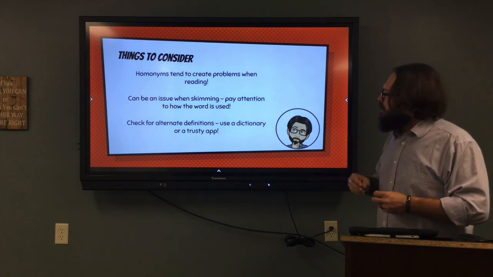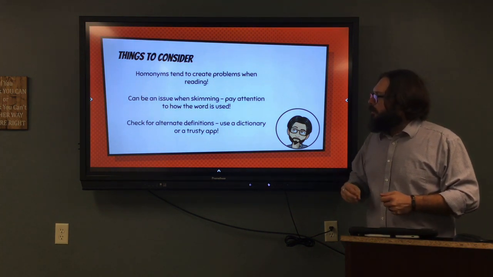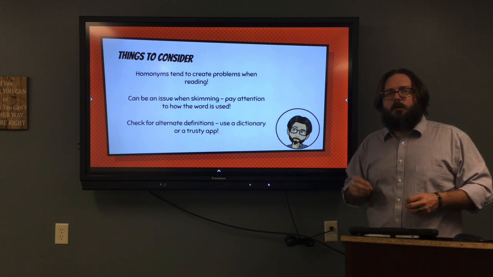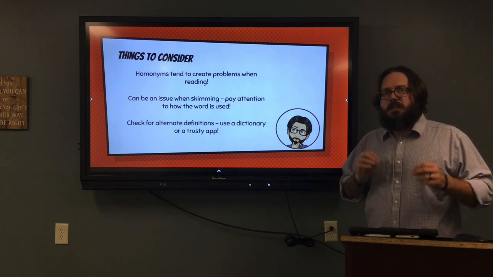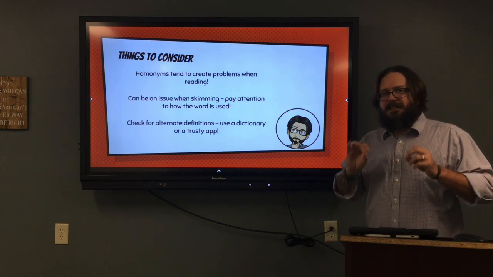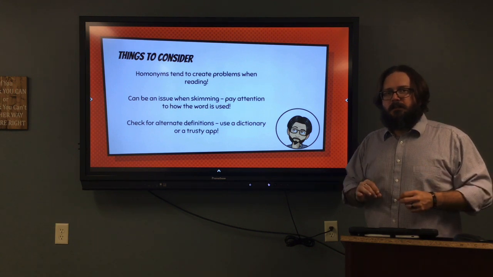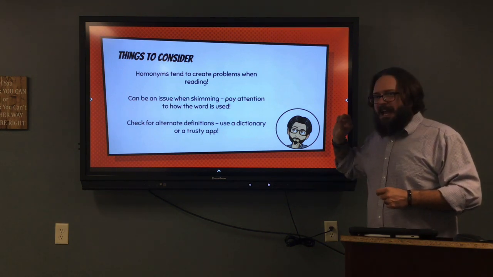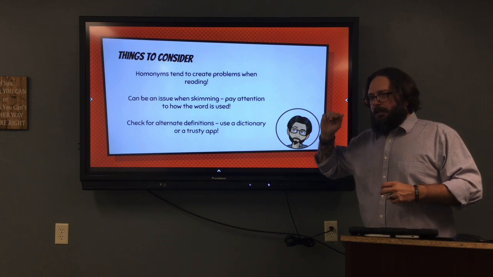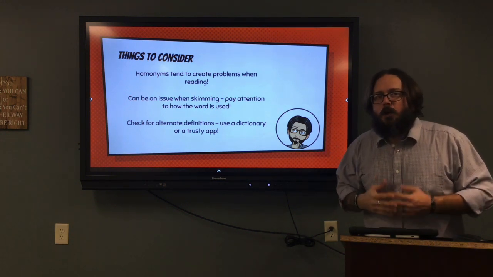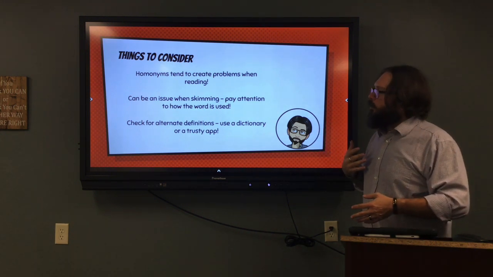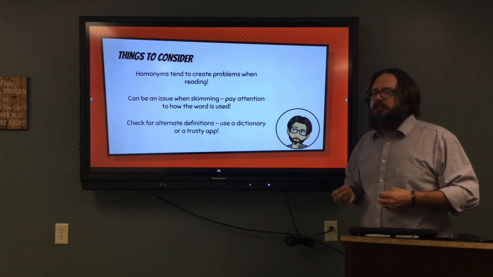So we need to be especially careful and pay attention to how the word is used so that we know which definition is correct. We can actually hurt our overall comprehension if we're not paying attention to how these words are used.